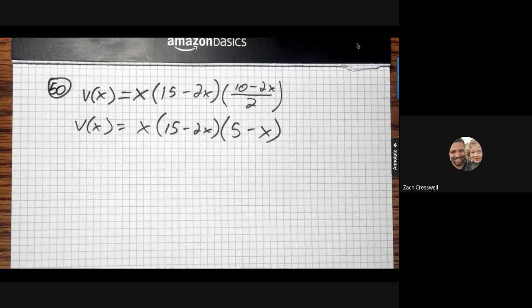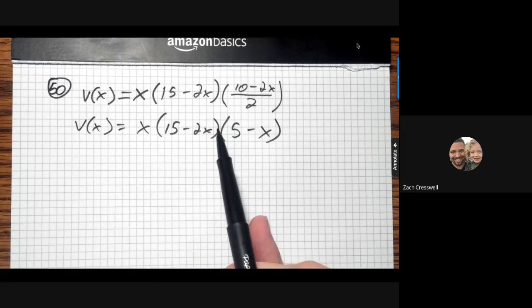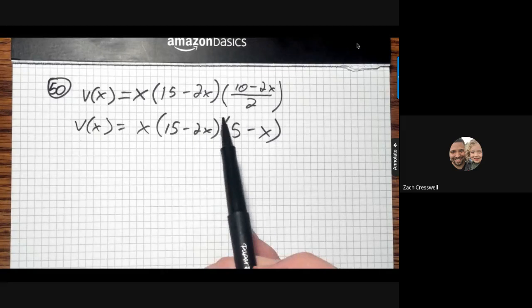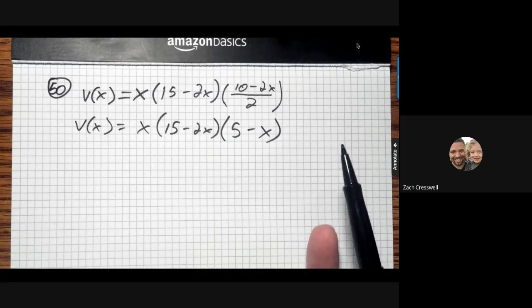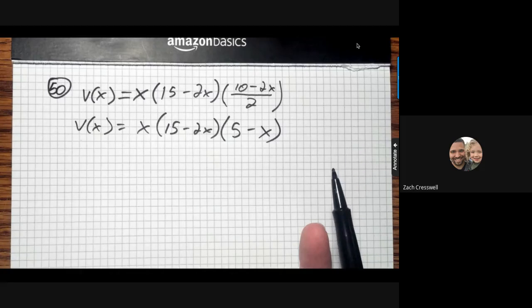Okay, so at this point, you're just going to graph the model for volume and find the maximum. The domain will be from 0 on the x to wherever that, well, it's got to be less than 5, right? Otherwise, you're going to end up with a negative volume. So the domain, I think, is from 0 to 5. And then you can just go from there. Then the analytical method would be finding the derivative and the critical points.